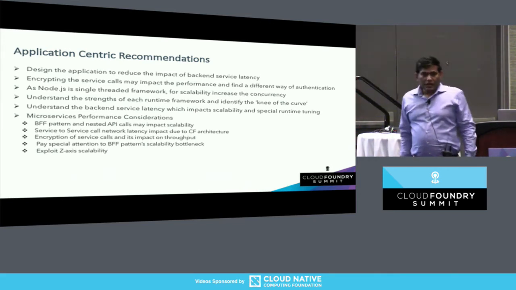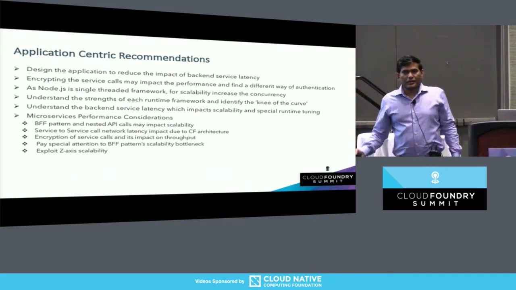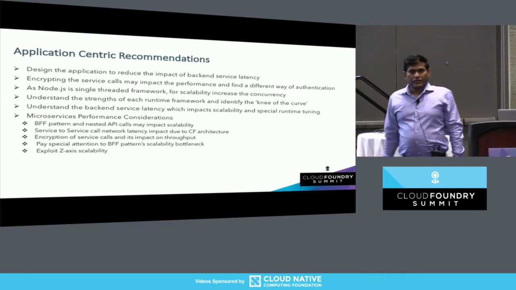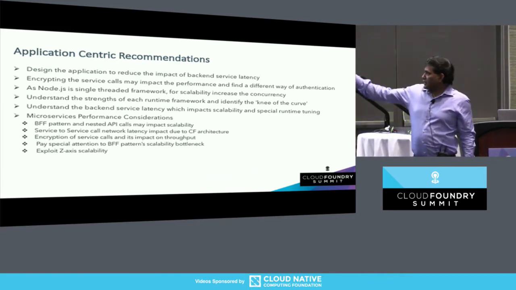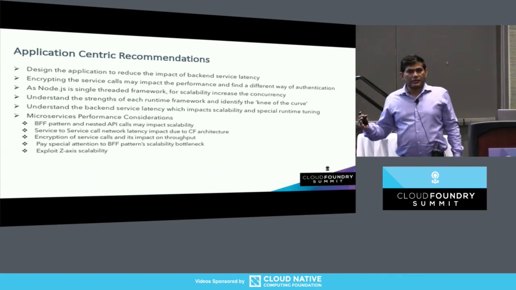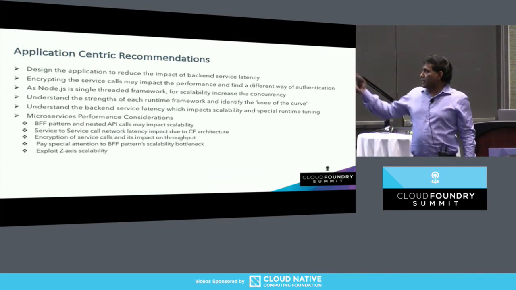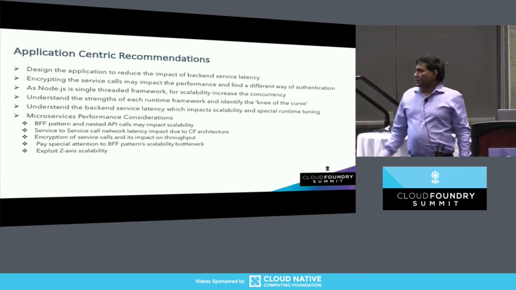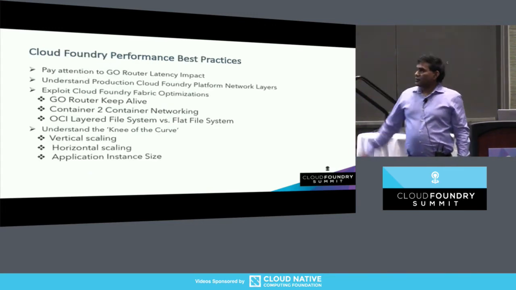And then when we talk about microservices, the main value proposition of microservices is the Z-axis scalability. So we need to make sure that we are finding the knee of the curve, and that we are scaling and sizing it in such a way that those things are built into your application, right? And then the topology also. Then we went into Cloud Foundry itself.